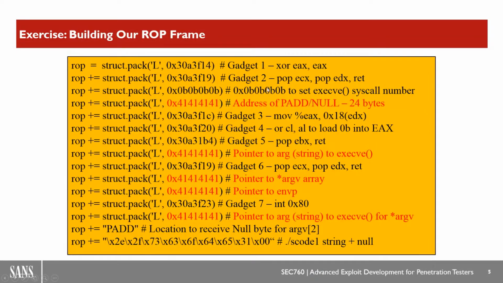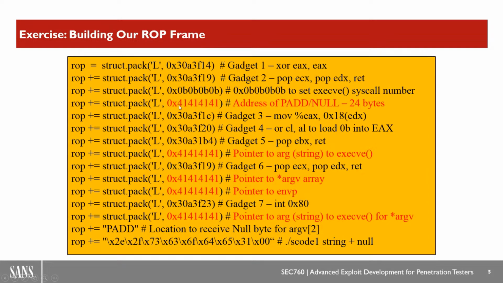This right here is part of our script. Now you can see what I have are the addresses of all the gadgets once we've figured out what they are, what they're supposed to be. Like here you see the 0Bs that will get popped into ECX.